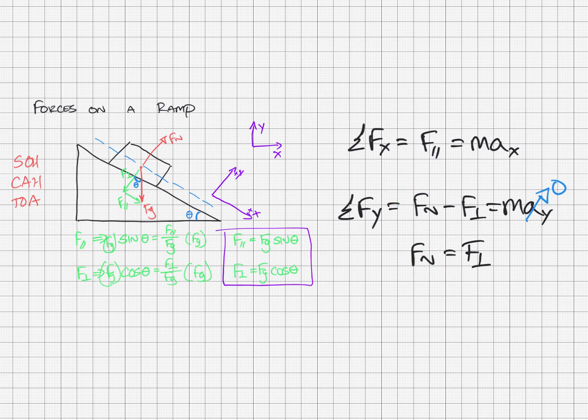Whereas normally, if we just have that object sitting flat, my gravitational force and my normal force are going to equal each other. But now some of our gravitational force is going to be pushing down the ramp, which is our parallel. Some of it is going to be creating the force pushing onto the surface of the ramp, which is our perpendicular. So that's how we'll break things up in the forces on a ramp.